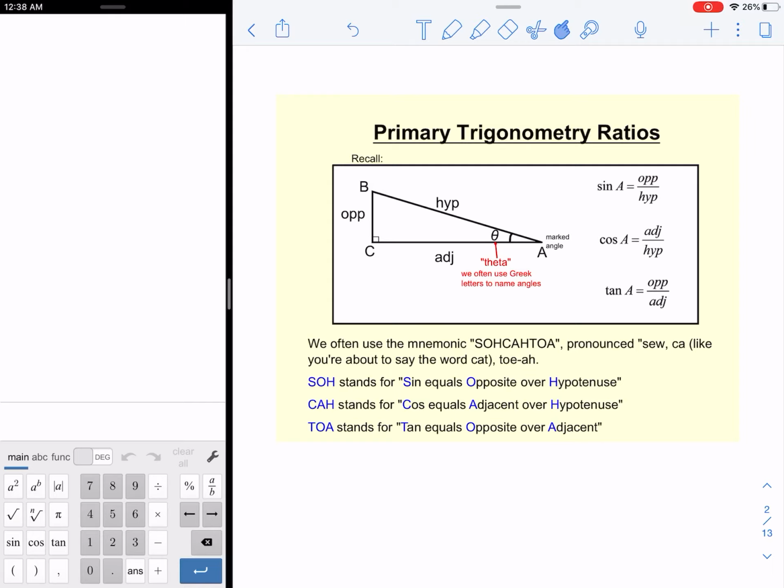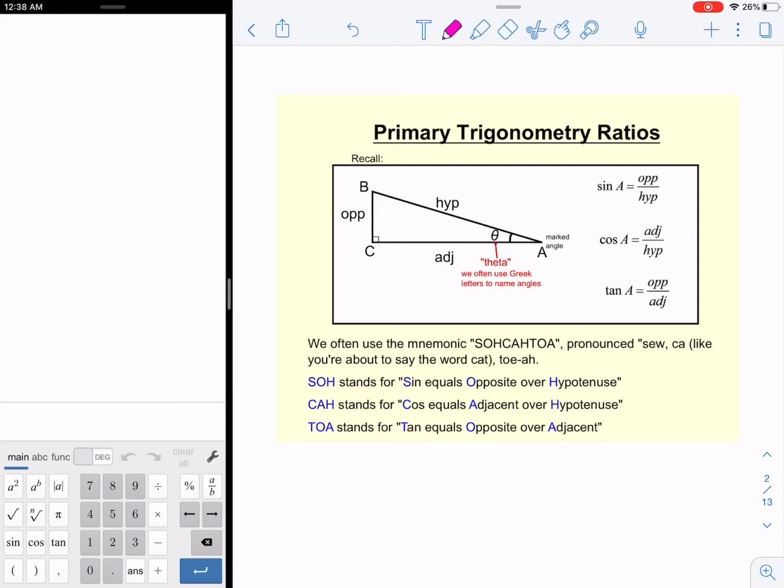So trigonometry. Trigonometry is based on the ratios between the lengths of sides in a right angle triangle. The word tri means triangle in trigonometry, and metry means measurement. So we're looking at the measurements of a right angle triangle.